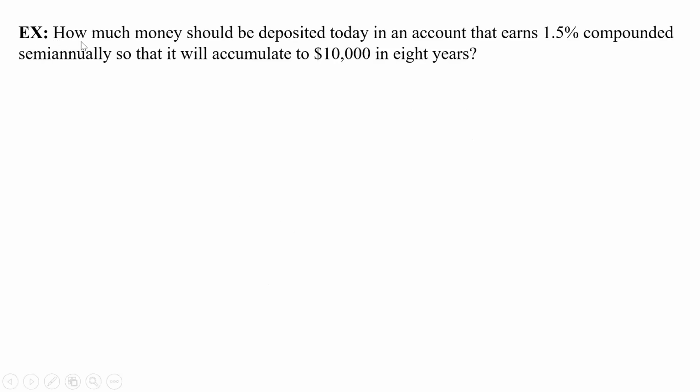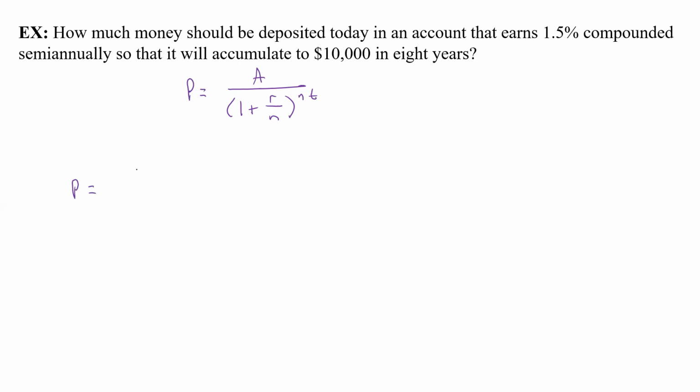All right, so let's look at an example. How much money should be deposited today, our principal, in an account that earns 1.5% compounded semi-annually so that it will accumulate to $10,000 in 8 years? All right, so our equation is principal is equal to A over 1 plus R over N to the NT. So now we just plug everything in here.